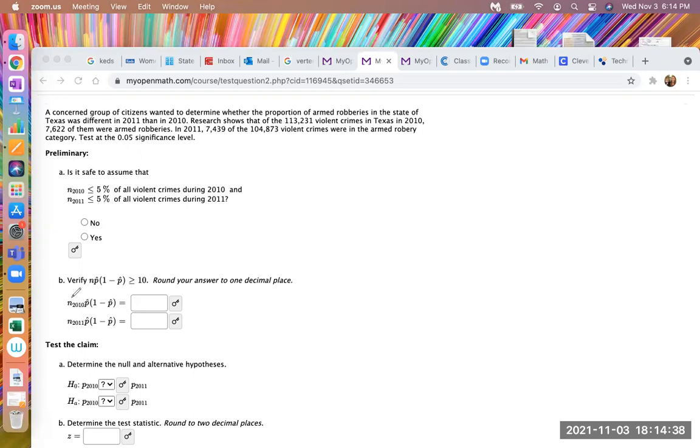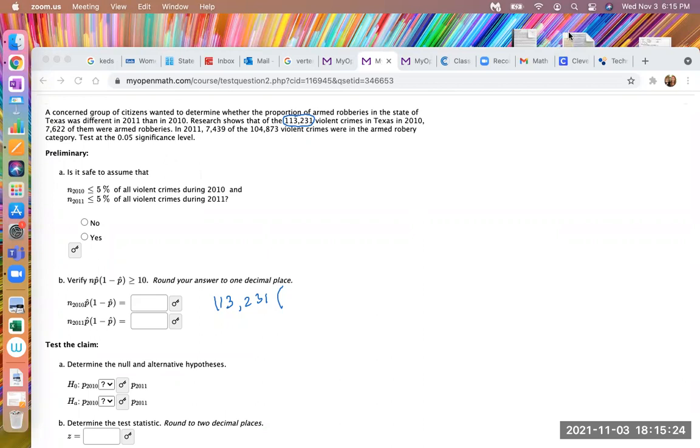The number sampled in 2010 is 113,231. So that's what I'm going to plug in for the small n 2010. For the p hat, I'm going to do 7622 divided by 113231, because that's the proportion of armed robberies that they had. Okay.